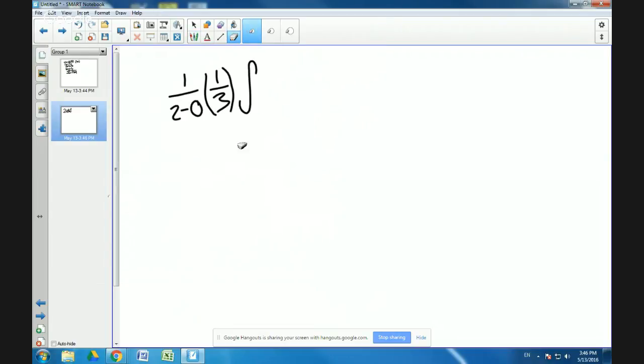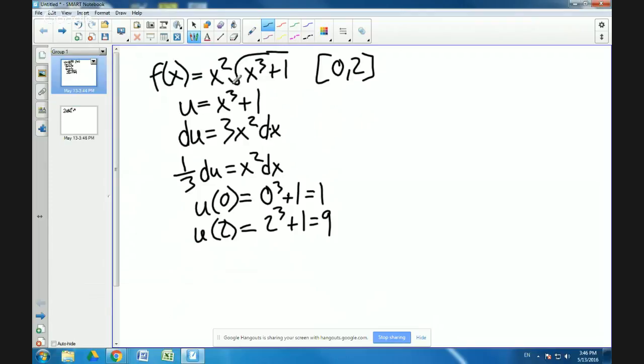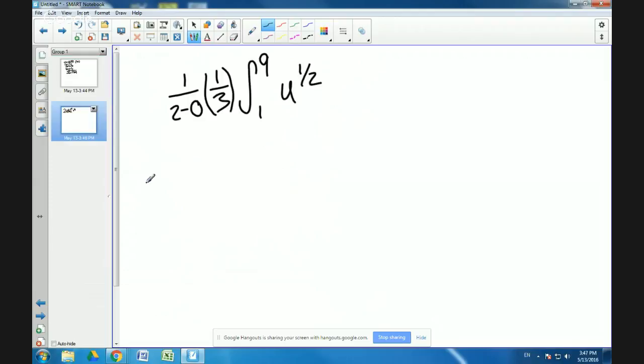We change our limit values, so it's actually from 1 to 9, and then we use the 1/2, because our original function was x squared, which we took care of by finding du, which was x squared with 1/3 in the front, times the square root of x cubed plus 1. So really, since that's u, it's u to the 1/2 du. So now we're just going to solve the integral.